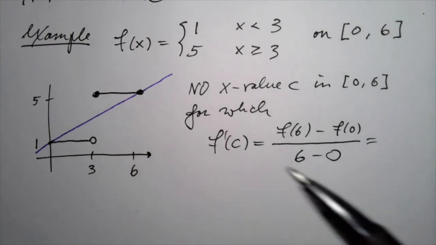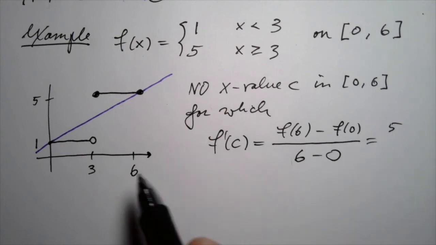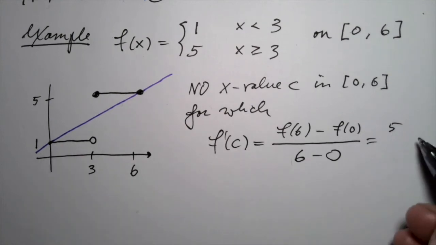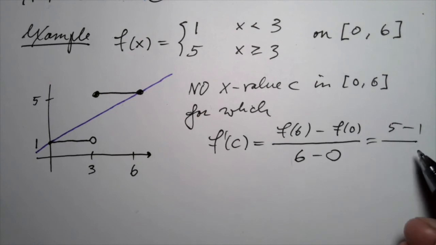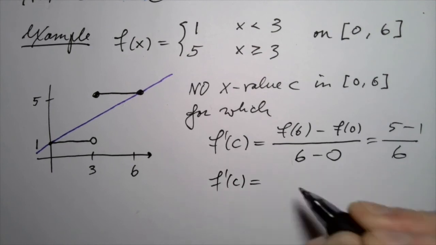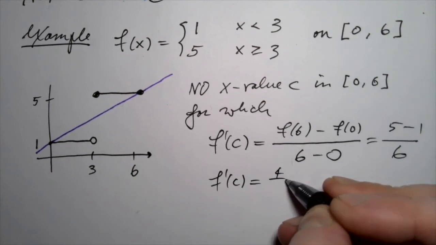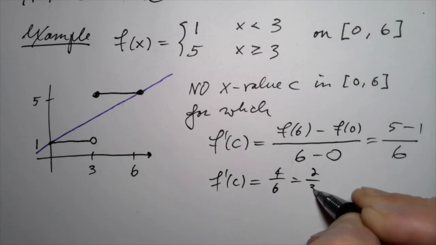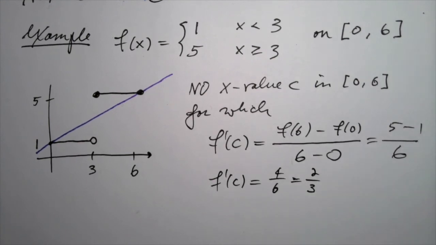What is this average rate of change for this function? Well, f of 6, that would be 5. F of 0, the value at 0 is 1. So the delta y over delta x is 5 minus 1 over 6. That's 4 over 6. That's 2/3. Okay? So there's no spot on this graph where the tangent line has slope 2/3.